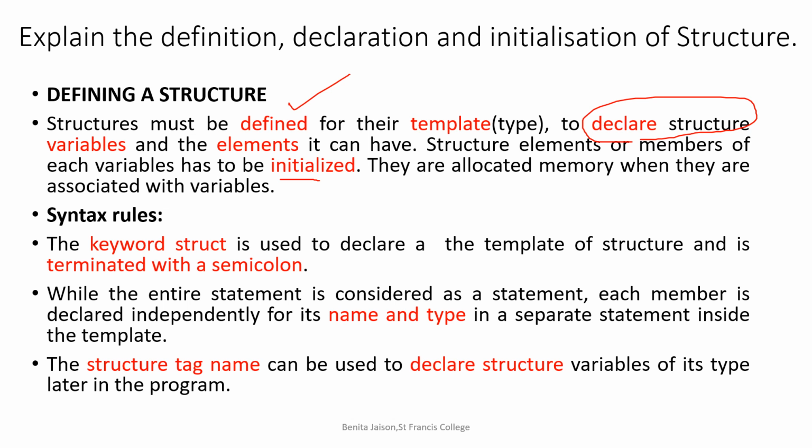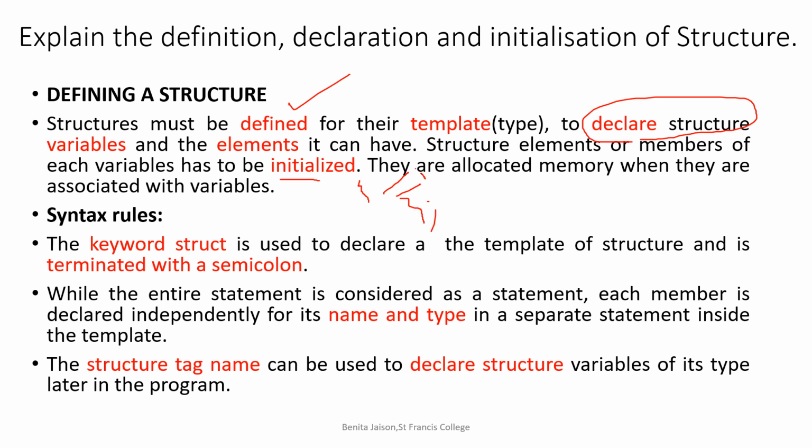Whatever we have studied in that chapter, that is, we use a keyword called struct to declare the template of the structure, and it has to be terminated with a semicolon. So the whole structure definition has to start with a struct tag name and a curly bracket, and it has to end with a curly bracket and a semicolon, while the entire definition is considered as a statement. Each line where each of the member variables is declared is also ended with a semicolon.